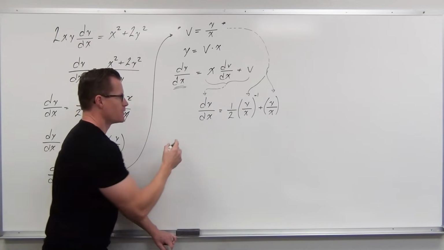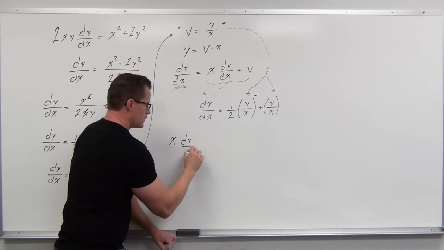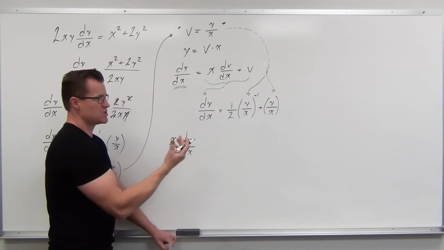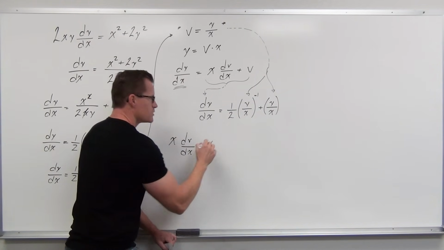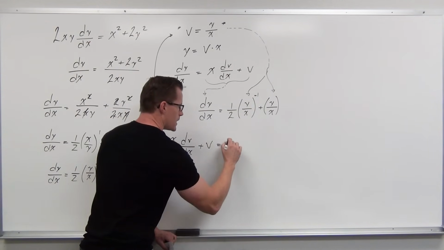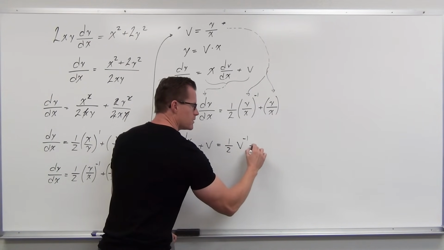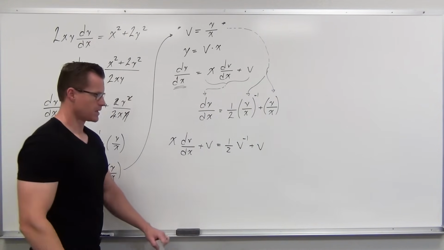So on the left-hand side, we get x dv dx plus v. That should be pretty obvious because that's exactly what dy dx equals. On the other side, we get 1/2, no problem. V to the -1 plus v to the first.